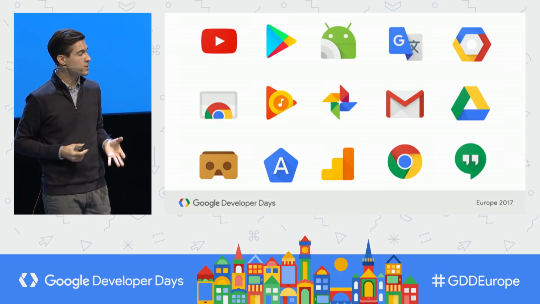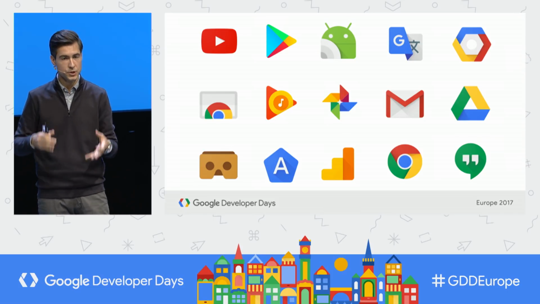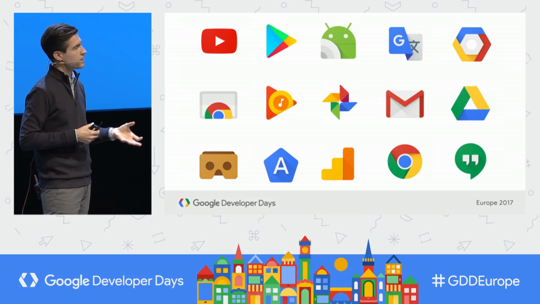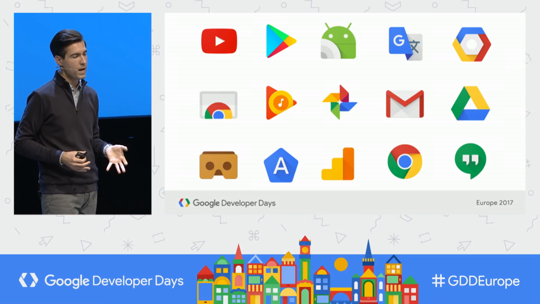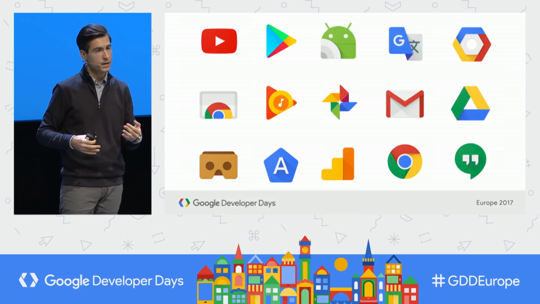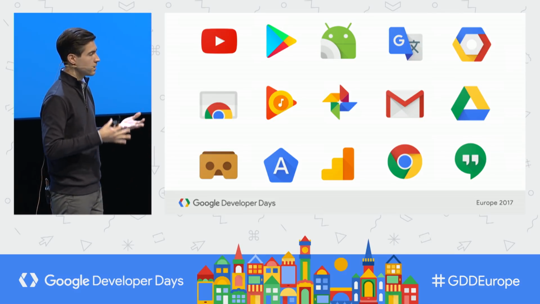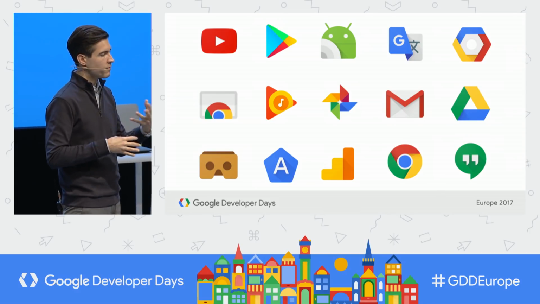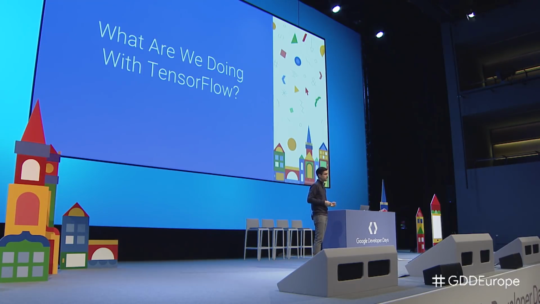In fact, pretty much every major Google product is using TensorFlow and doing machine learning in some form or another. And that has given us a ton of feedback and opportunities to make TensorFlow better by doing things like streamlining the APIs that we provide, adding new high-level APIs over time to make it easier to use, and also providing some of the production-ready tools that I mentioned.